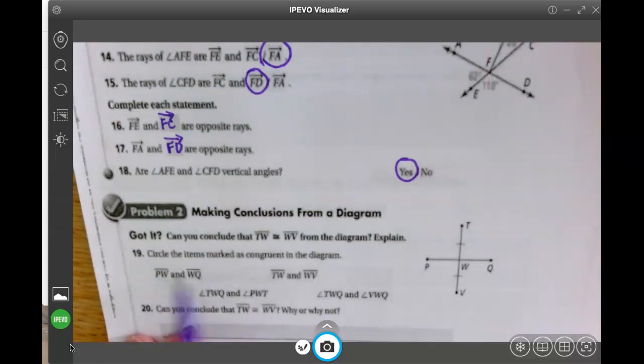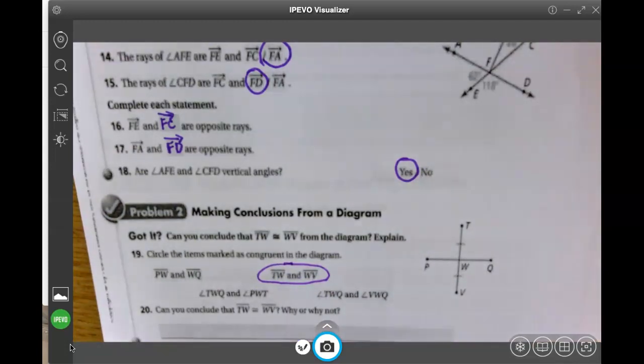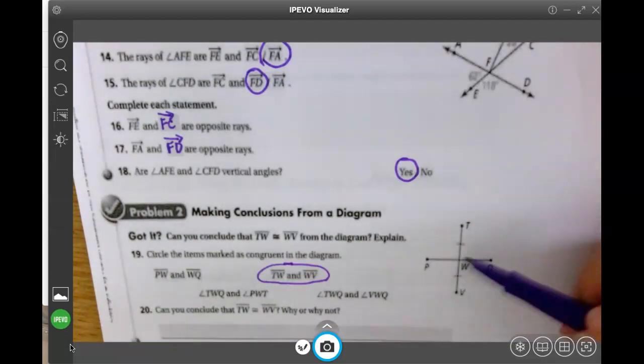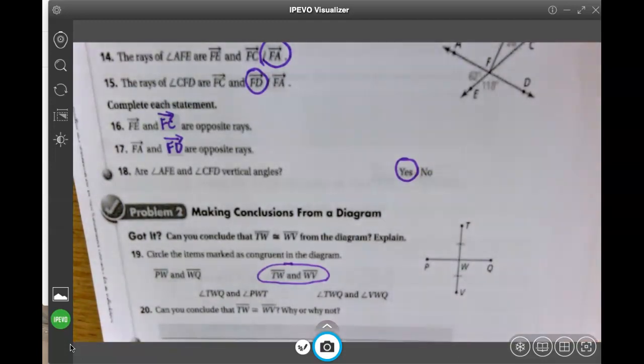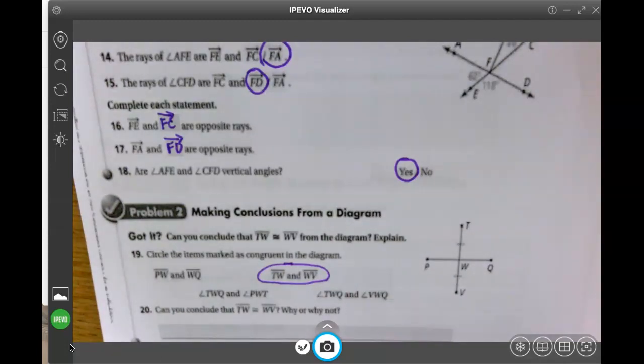It says circle the items marked as congruent in the diagram. Does it say PW and WQ are congruent to each other in the diagram? No. But it does say that TW and WV are, because see those tick marks? Do you remember us talking about arc marks? Okay, so tick marks are the arc marks of lines. Because there's one arc mark there, there's one arc mark there, that means that those two are congruent to each other. That means they're the same measure.